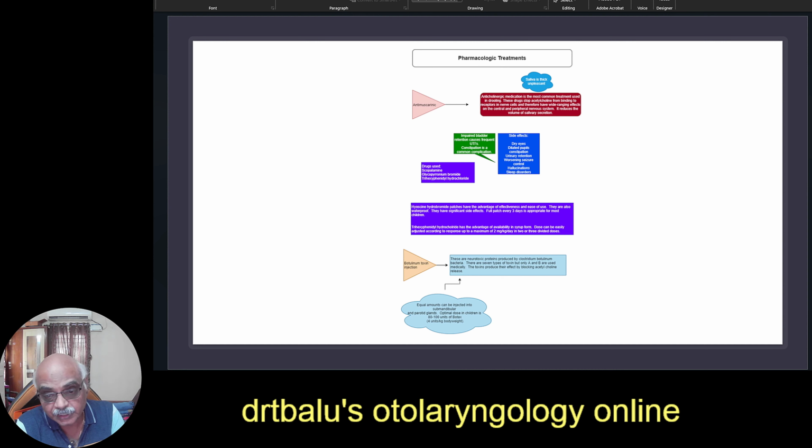So the optimal dose, I repeat again, in children is 80 to 100 units of Botox, that is botulinum toxin, coming to 4 units per kg body weight per day. So this is given as a single dose. If this single dose is given, this reduces the secretion of saliva. The effect lasts anywhere between 3 weeks to 6 weeks.